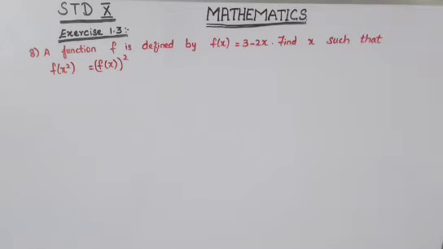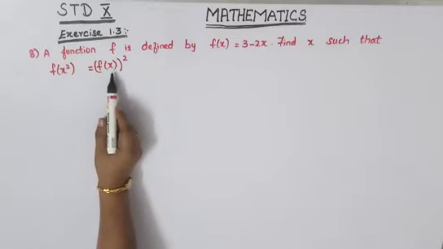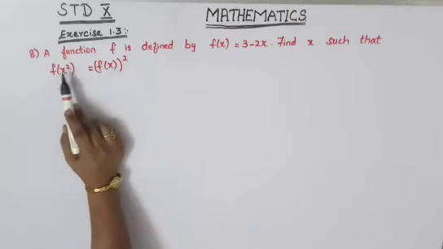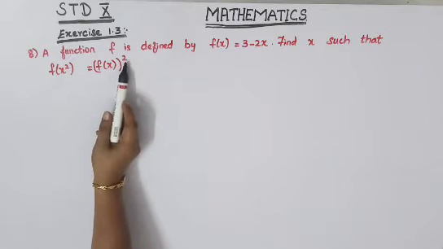Standard 10th Mathematics Exercise 1.3, 8th question. A function f is defined by f of x is equal to 3 minus 2x. Find x such that f of x square is equal to f of x the whole square. Okay, so there is a difference. Just see the question: on the left it is inside the square, and here it is outside the square.